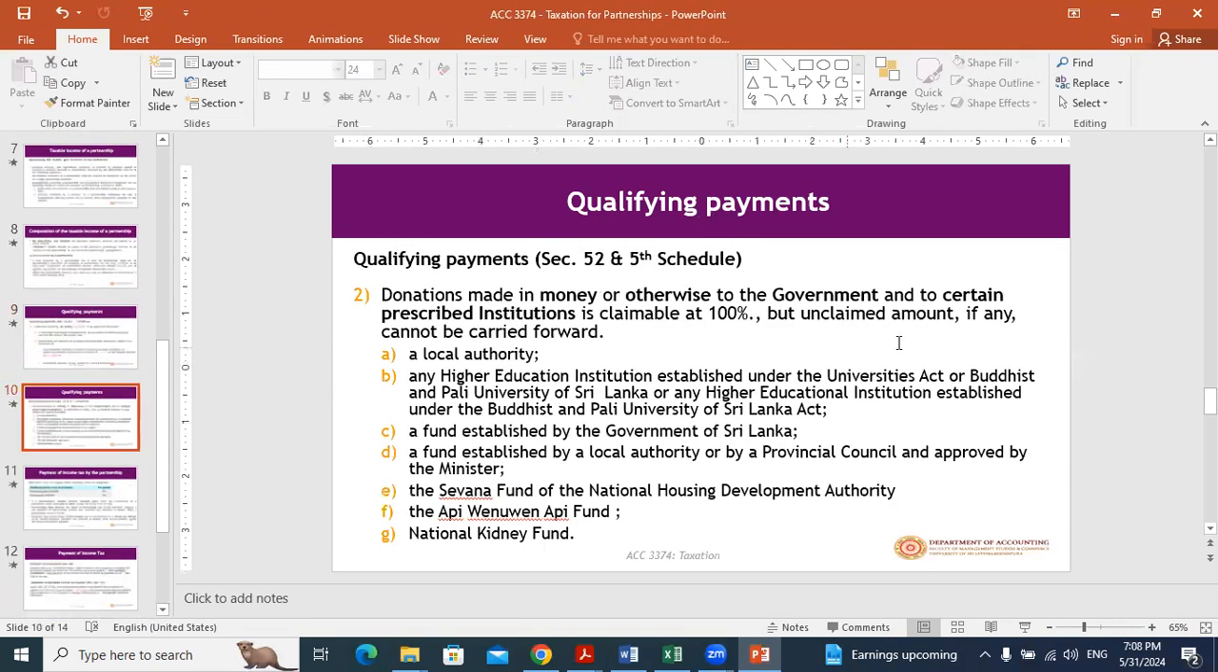Next one. The list I gave you: donations made in money or otherwise to the government and certain prescribed institutions is claimable at 100%, but unclaimed amount, if any, cannot be carried forward. Local authority, higher education institution, these separate funds that I was discussing. Since I discussed this in detail, I'm not going to discuss this again.